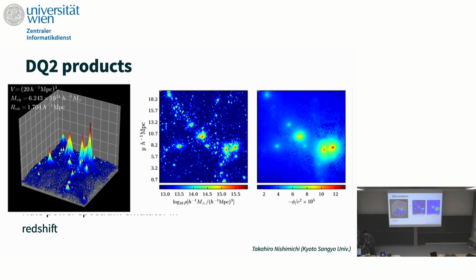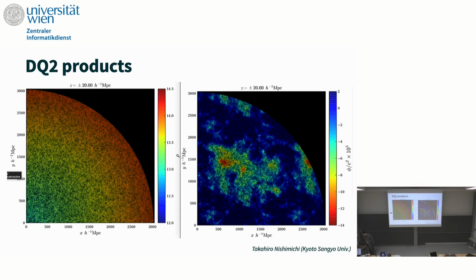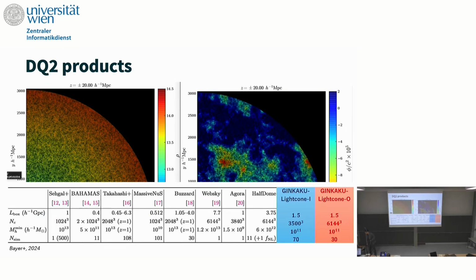Okay, so this is the same, the potential structure. And lightcone is also available. And this is just an advertisement I took from the Adorian paper. We added two columns here. Now, this initial stage of Ginkaku lightcone is done.